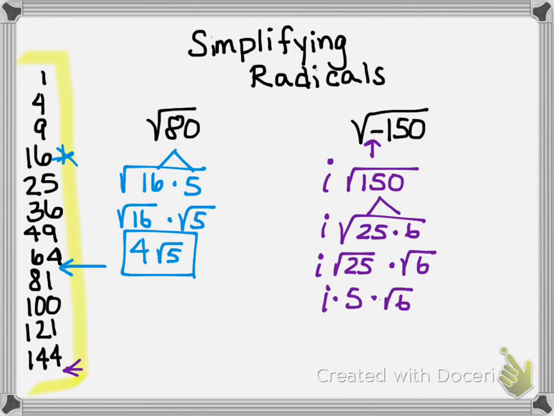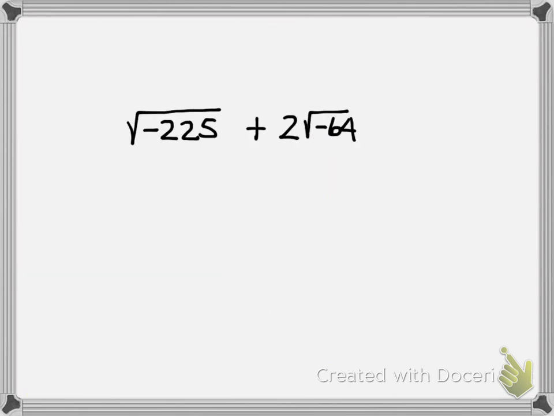But the proper way of writing this is not with the i first. So we're going to flip-flop that around. 6 cannot get broken down any further with any perfect squares. So we would leave this as 5i square root 6.